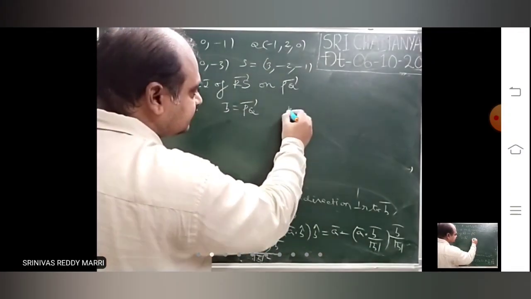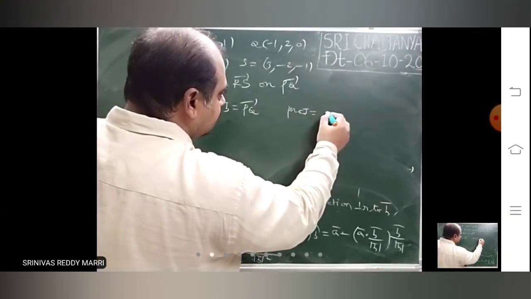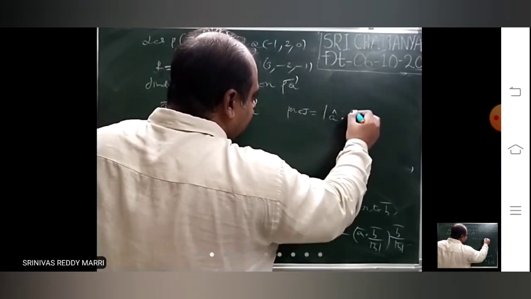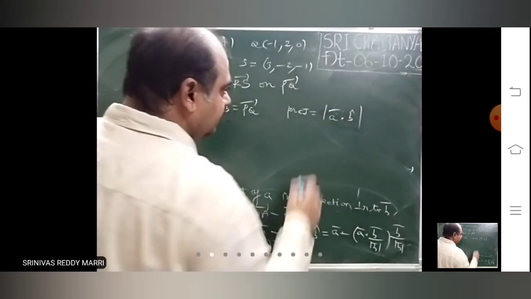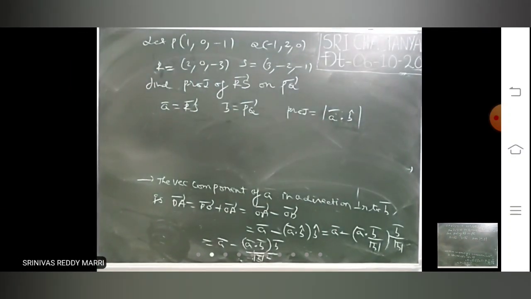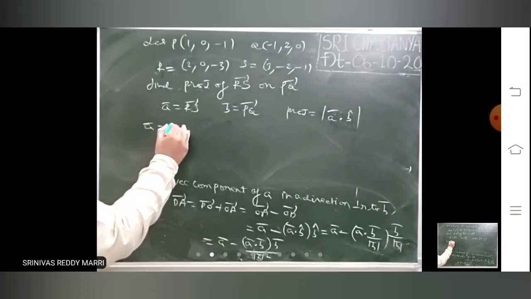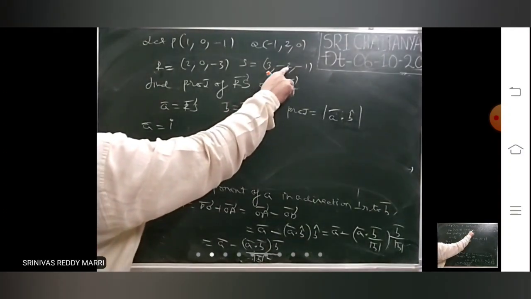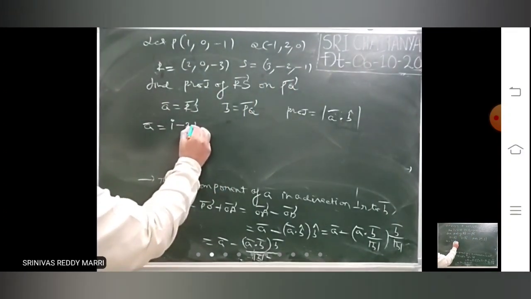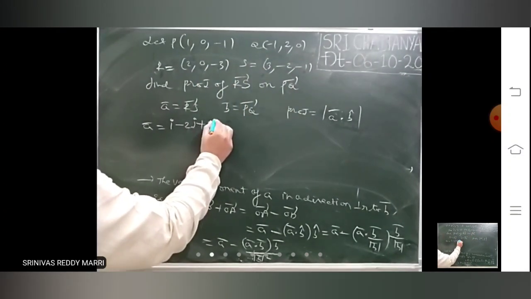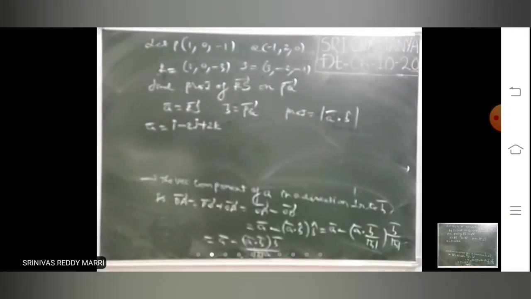That means projection is nothing but modulus of A bar dot B cap. First vector dot unit vector in the direction of the second vector. So A bar is RS bar, that is OS bar minus OR bar. 3i minus 2i is i, minus 2j minus 0j is minus 2j, minus k plus 3k is 2k. So this is A bar.